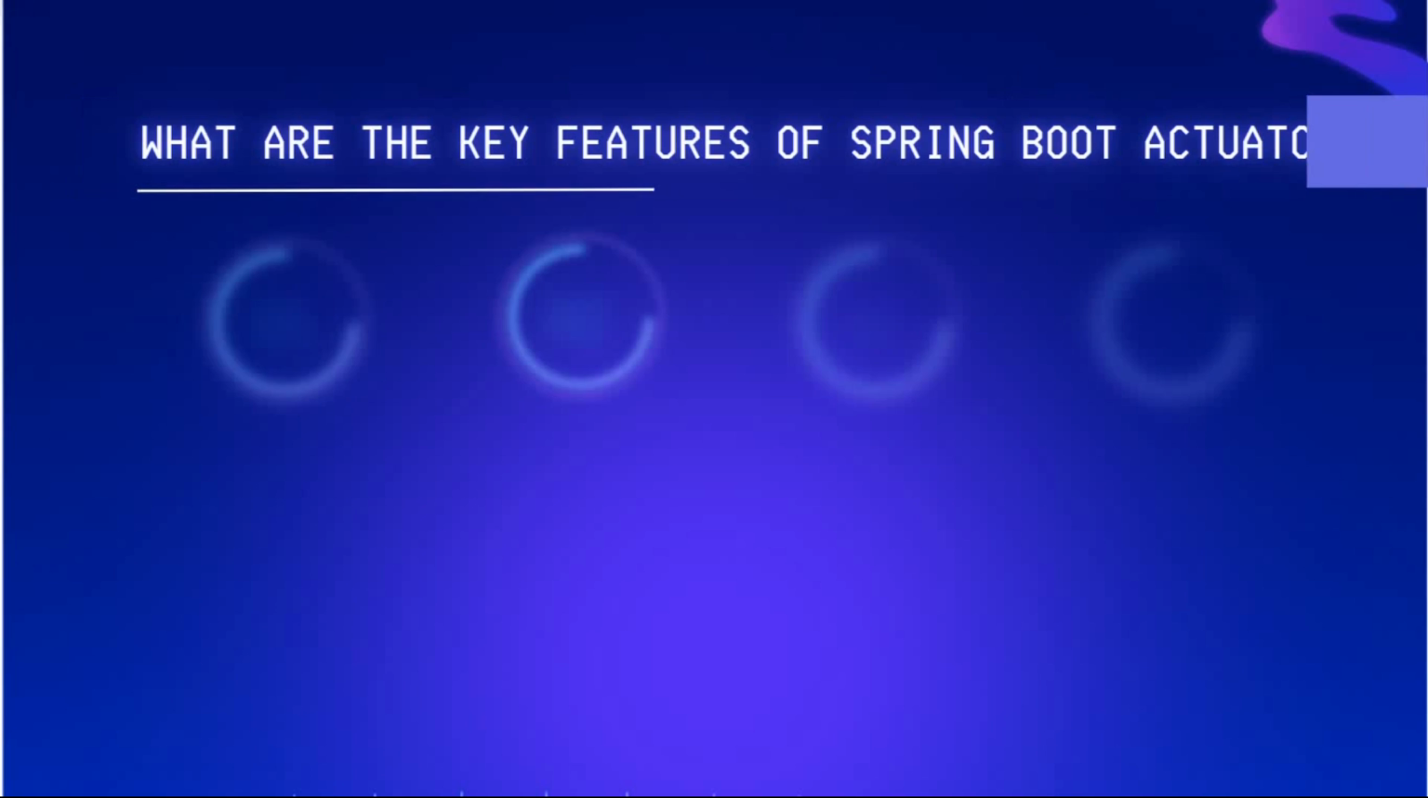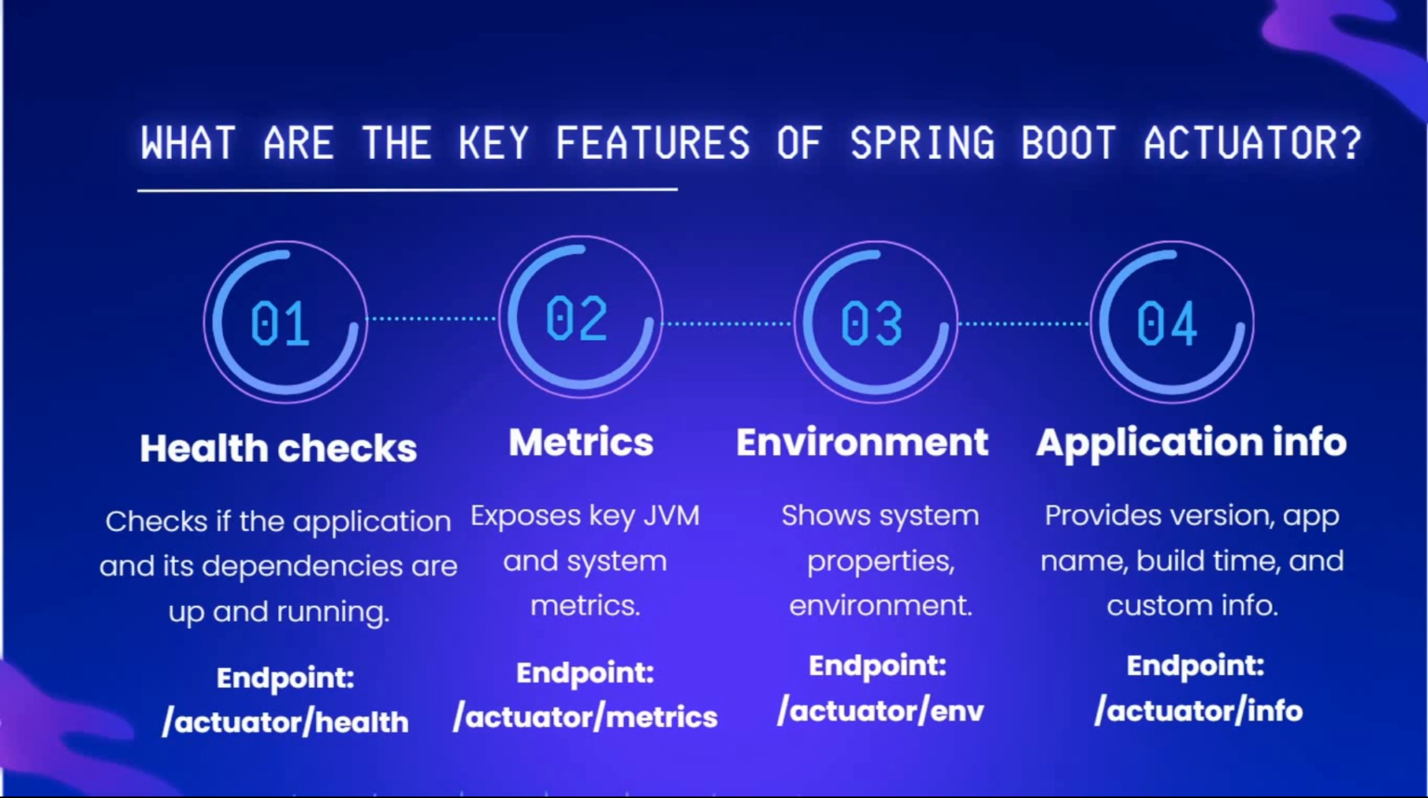Let's look at some key features of Actuator. First, Actuator health shows the health status of your app, whether it's up and running. Next, Actuator metrics gives you details about app performance like CPU and memory usage. Then Actuator env shows environment properties and configuration details. Finally, Actuator info displays custom application information like version, description, or author. These endpoints help you monitor and manage your application easily.